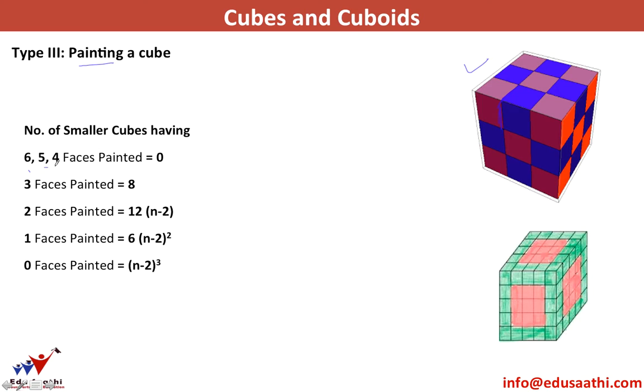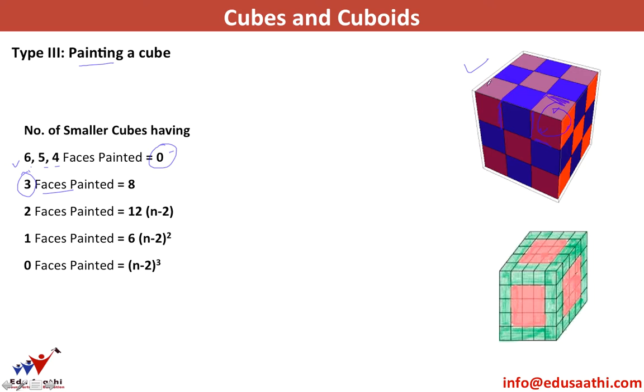So the kind of question you are asked is, find the number of smaller cubes which have 6, 5 or 4 faces painted. Obviously these will be 0, because the highest number of faces that can be painted is for this corner cube, which will have 3 faces painted. The rest of the 3 faces, one will be this face, one will be this face, and the other one will be the bottom face. All these faces are there because the cube is freshly cut, so they will have no paint on them. So there is no chance of a cube having more than 3 faces painted. So for 6, 5 and 4, the number of cubes with those faces painted is 0.